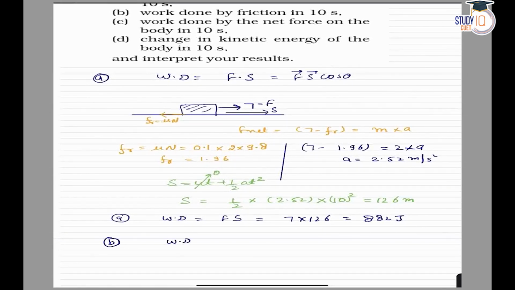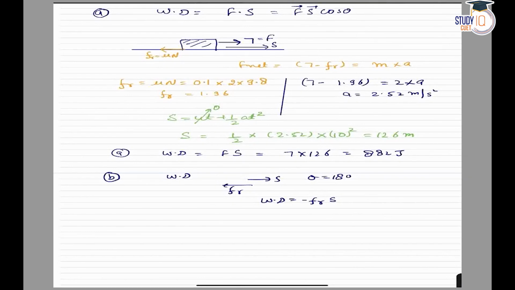Moving to part B, this is the work done by friction. The friction force is acting in this direction and displacement is in this direction, so theta is equal to 180 degrees. So work done is minus of frictional force into displacement. The minus is due to theta being 180 degrees. The frictional force was 1.96, so minus 1.96 into displacement, which is 126 meter. On solving this, we have the frictional work equal to minus 247 joule.